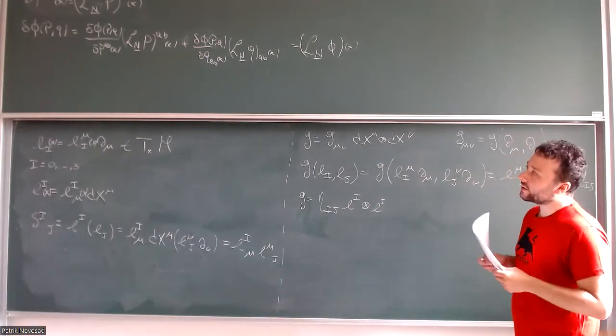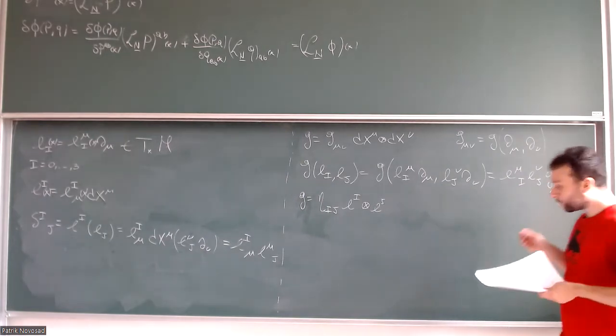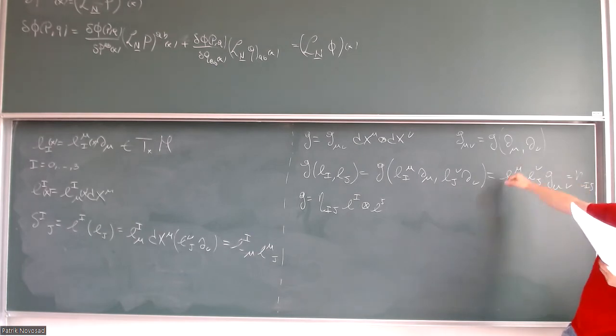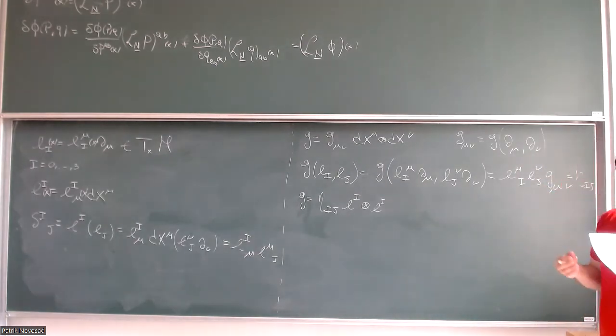Well, the point is that we can write, by this relation, G mu nu just by inverting these matrices as eta ij and the other side. Right. And then you get that.